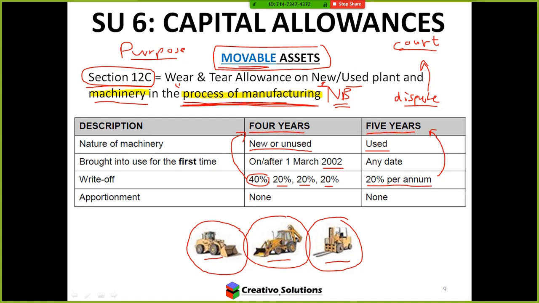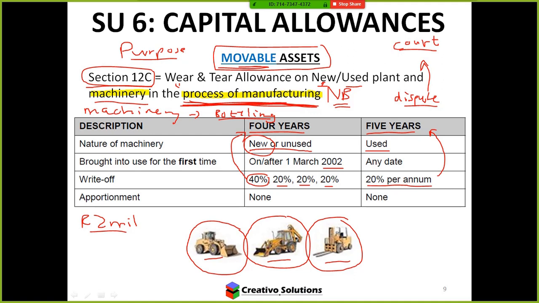Okay, so if I bought a machine, and let's say it's a bottling machine, let's say we're bottling wine. I've bought a machine that's going to bottle wine for me. That's part of the process of manufacturing. Let's assume the machine costs 2 million. Is this machine new? Yes, it is. So what is SARS going to allow me to do?